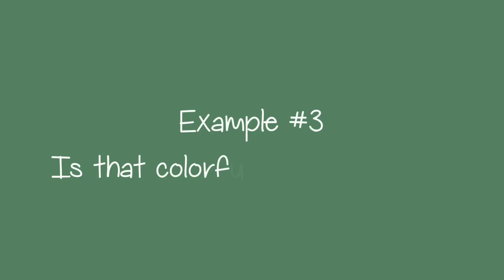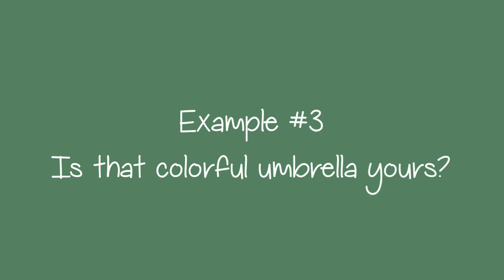Right? Okay, let's move on to example number 3. Is that colorful umbrella yours? The subject we are talking about in this sentence is the noun umbrella. We're not talking about anything else. We're talking about the umbrella. How many umbrellas are there? There's just one. Kasi kung marami yan, merong S, magiging umbrellas. But since it's just umbrella, ibig sabihin, iisa lang. Kaya, ang ginamit natin ay is.